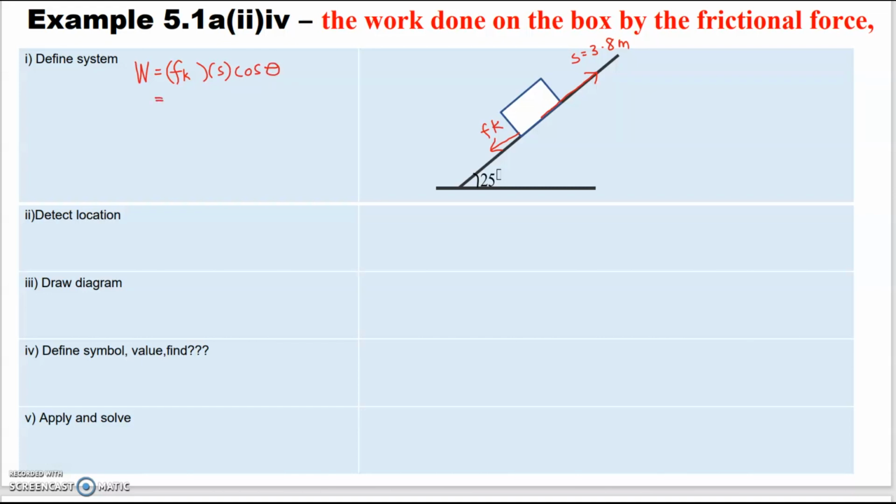We have the information of mu k, which is about 0.3. And we have to find the normal force, because we have to find mu k times N. It is quite tricky when we are going to find N for this question, so we have to draw it first. The angle is 25 degree. This is the angle, so the box is here.